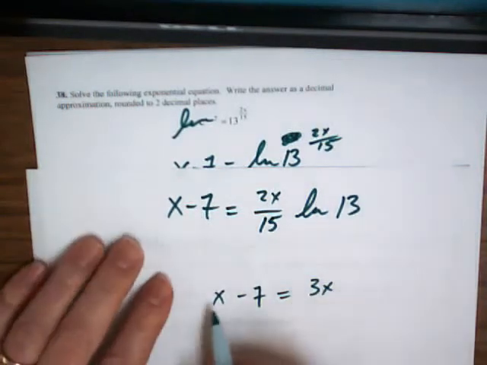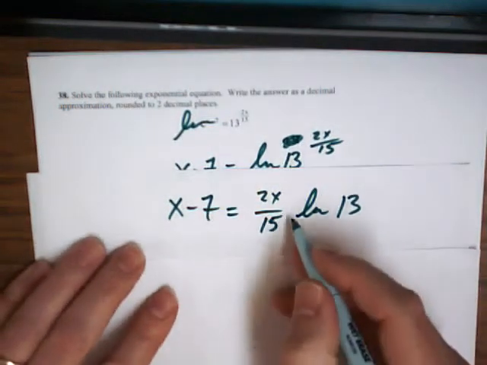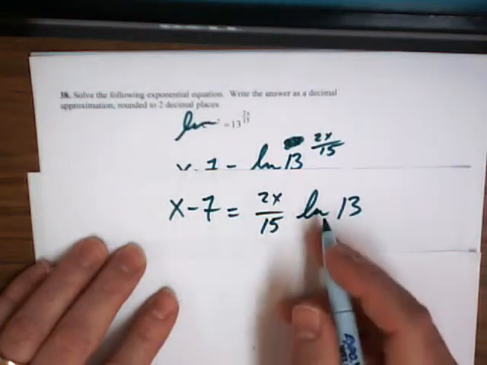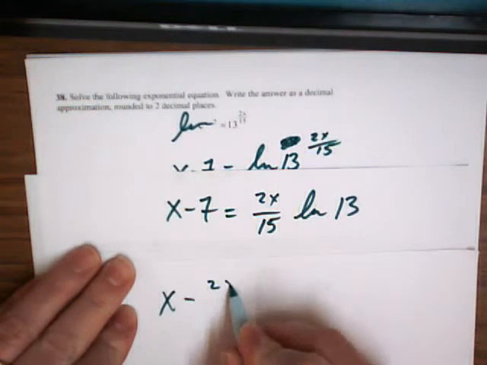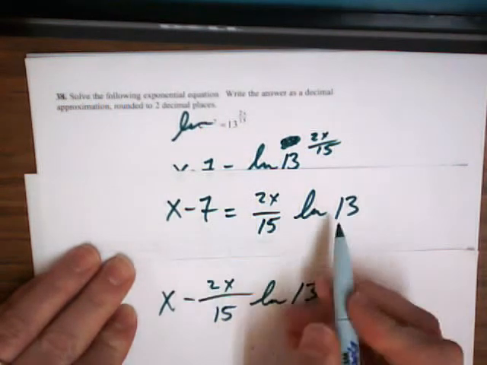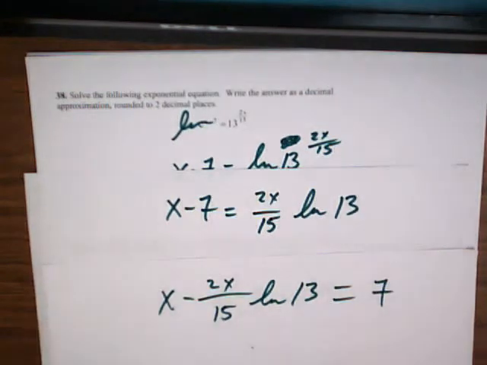So that's what I'm going to do. I'm going to subtract this over and move the 7. I guess this is ridiculous to do it this way. And I'm going to move the 7 to the other side. X is on one side, numbers on the other.